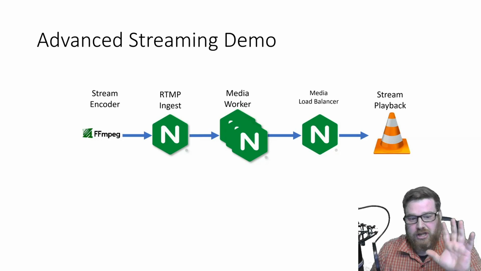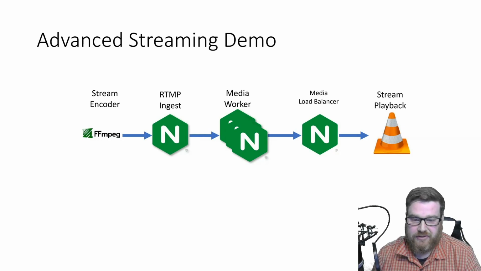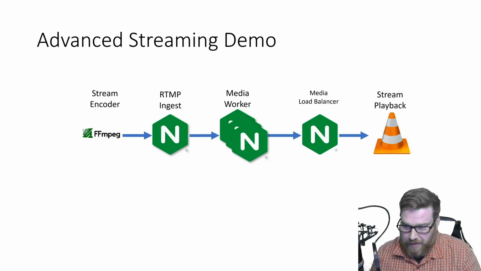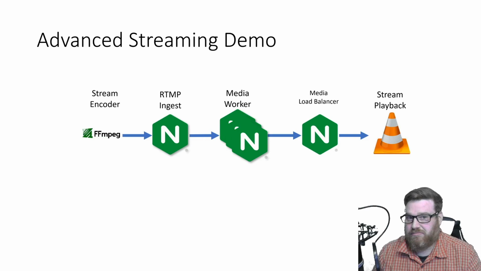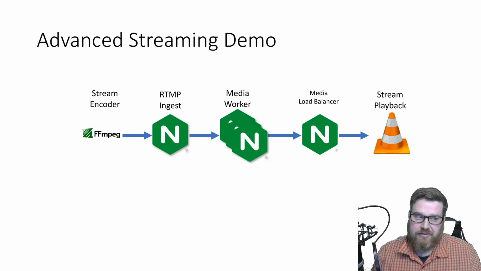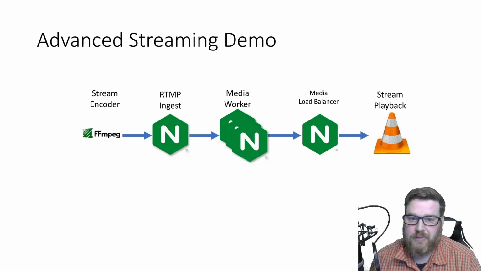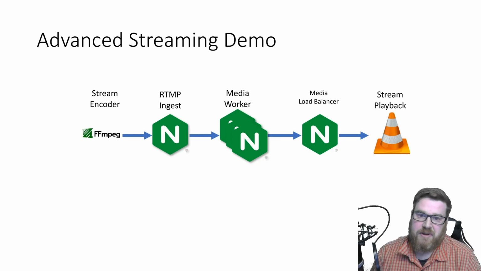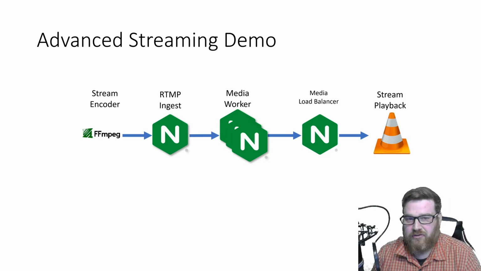I'm still going to use FFmpeg as my stream encoder for this example. And then we're going to set up an RTMP ingest controller. That's actually going to push the RTMP stream that I'm sending to several different worker nodes. Now, in this demo, we're just going to focus on RTMP playback. But you could incorporate what we did with the HLS and DASH demo from the last video into this as well to provide more capacity for those types of streaming methods. But right now, for this one, we're just going to focus on the RTMP.